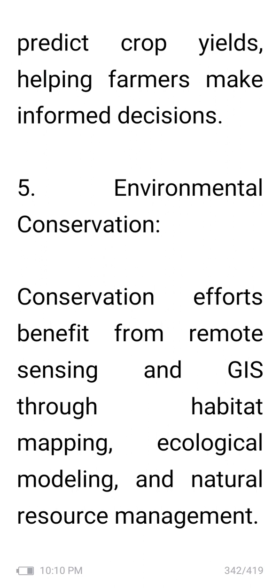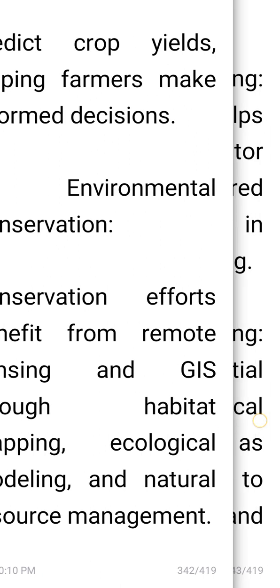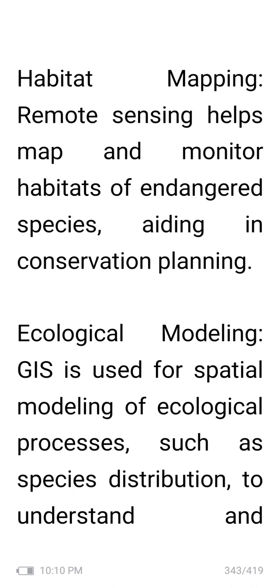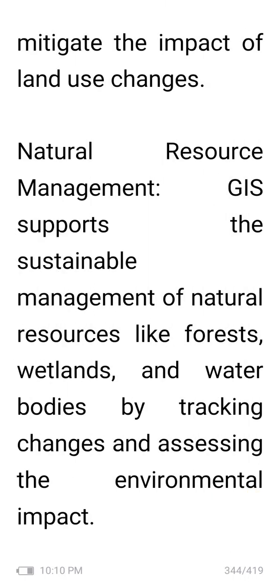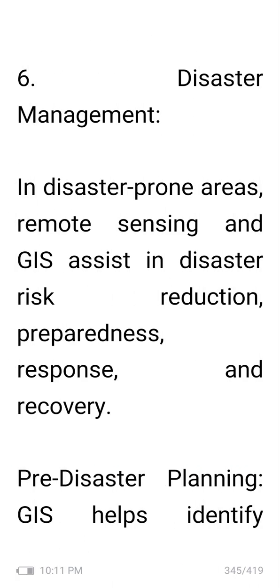Then environmental conservation efforts benefit from remote sensing and GIS through habitat mapping, ecological modeling, and natural resource management. In habitat mapping, remote sensing helps map and monitor habitats of endangered species, aiding in conservation planning. Then ecological modeling: GIS is used for spatial modeling of ecological processes such as species distribution to understand and mitigate the impact of land use changes. Natural resource management supports the sustainable management of natural resources like forests, wetlands, and water bodies by tracking changes and assessing the environmental impact.